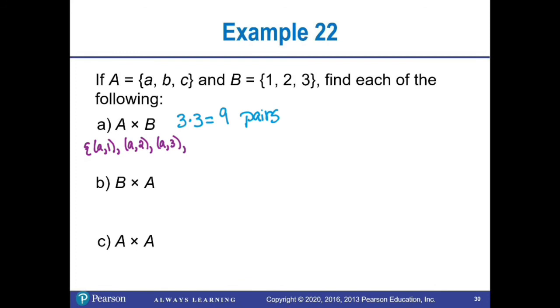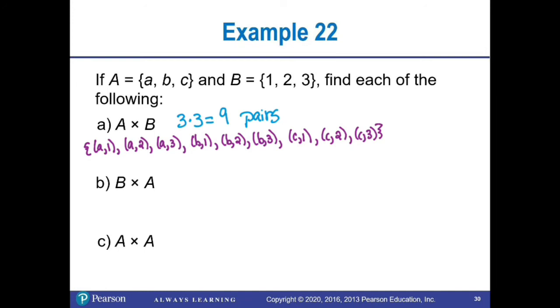Now, I don't have to start with a. I could start with b. And I could pair b with 1, b with 2, and b with 3. Then I could do the same thing. c is paired with 1, c paired with 2, and c paired with 3. For a total of 9 pairs.